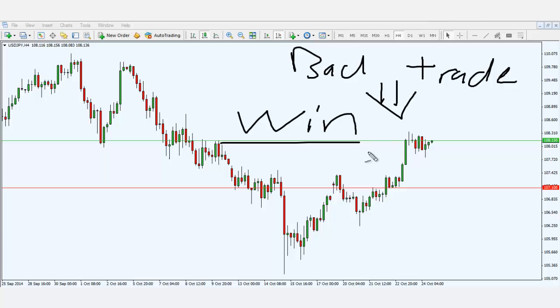So you were fortunate enough perhaps to average in, and price in the end managed to go in your direction, which resulted in a win. But to me, if you ask me, that is a bad trade because you're simply gambling and trading on hopes instead of a structured, rigid plan. So that is a bad trade.